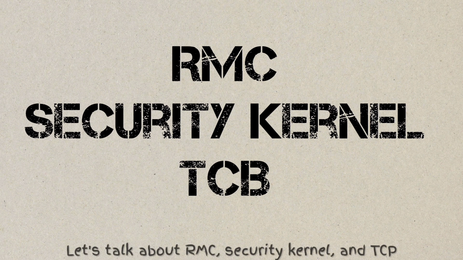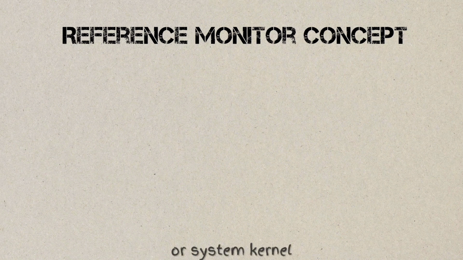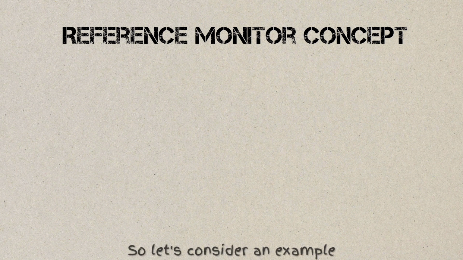Let's talk about RMC, security kernel, and TCB. Reference monitor concept. This is just an idea of how security can be implemented in hardware, in a system kernel, or in the operating system. So let's consider an example.